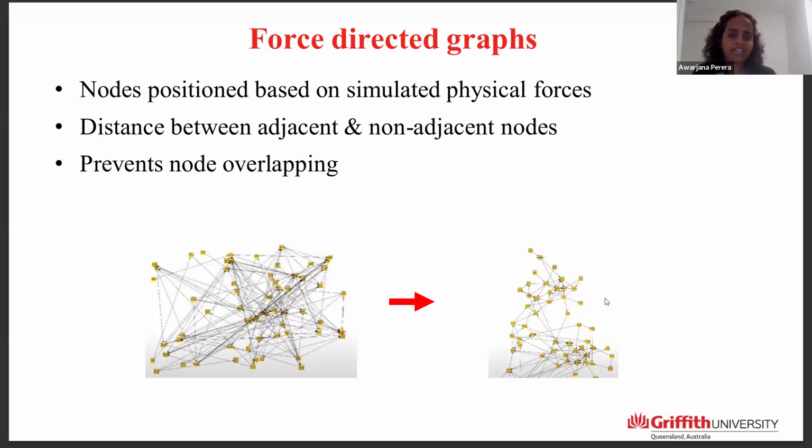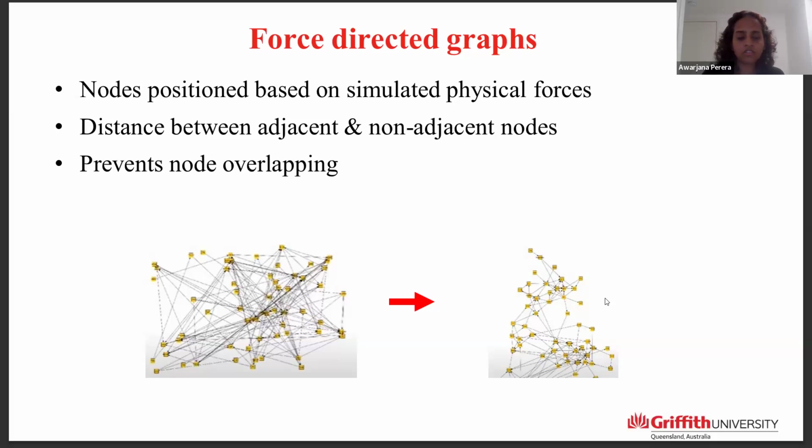So what exactly is a force-directed graph? So a force-directed graph is a node link diagram where nodes are positioned based on simulated physical forces. So the distances between the nodes in this graph directly depend on the magnitude of their forces. So these force-directed graphs are mainly built to prevent node overlapping and to prevent the graph from collapsing. So looking at these two pictures over here, the first diagram shows a basic node link diagram, and the second diagram shows a portion of a force-directed graph.